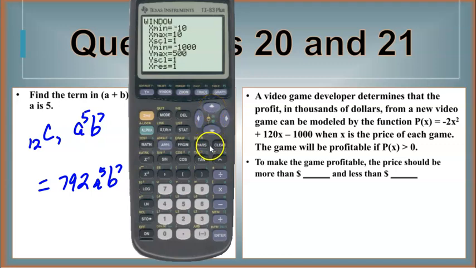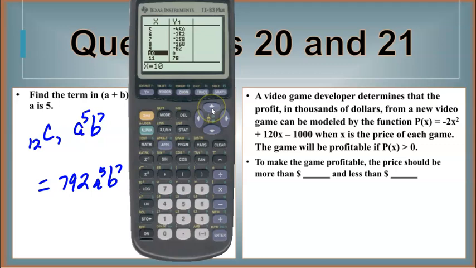My x's, I can't have negative amounts, so I'm going to put this as 0. The maximum, I don't know how much they're going to charge, so I'm going to make that generous. So I'm going to make that 100, and then we're going to count these by tens. Now again, you can choose whatever numbers you want. I just want to be able to see where it crosses the x-axis, so here and here. So if I go to my table by hitting second graph, I want to find out when y is 0.